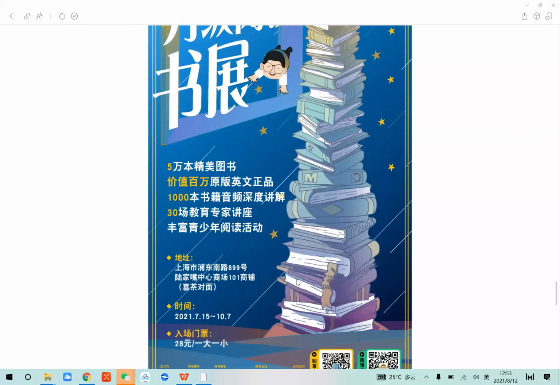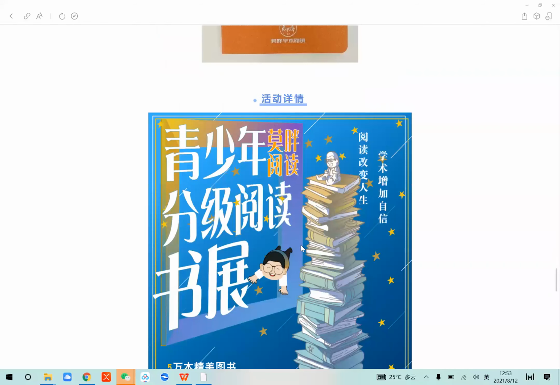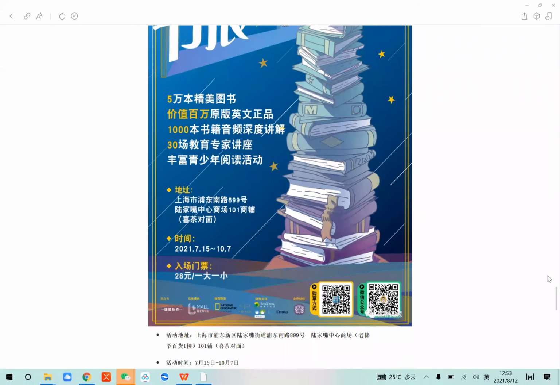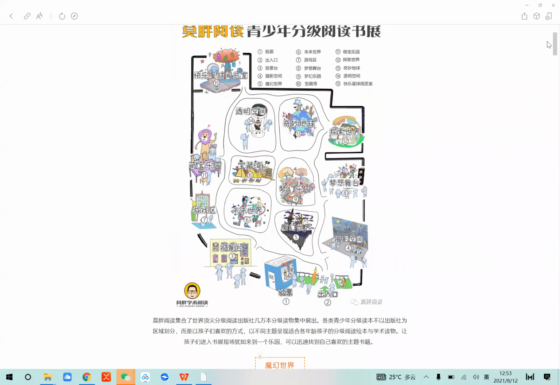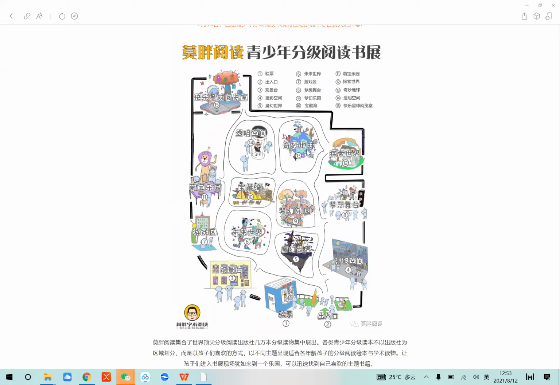We actually have a small passport for the kid. They can get a stamp for each book they have read, each activity they have done. So this pretty much gives some information. This is a hand-drawn map for this book exhibition.